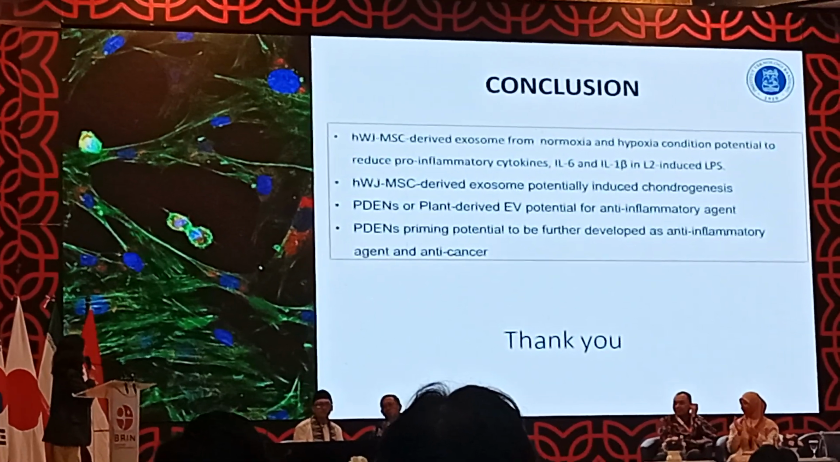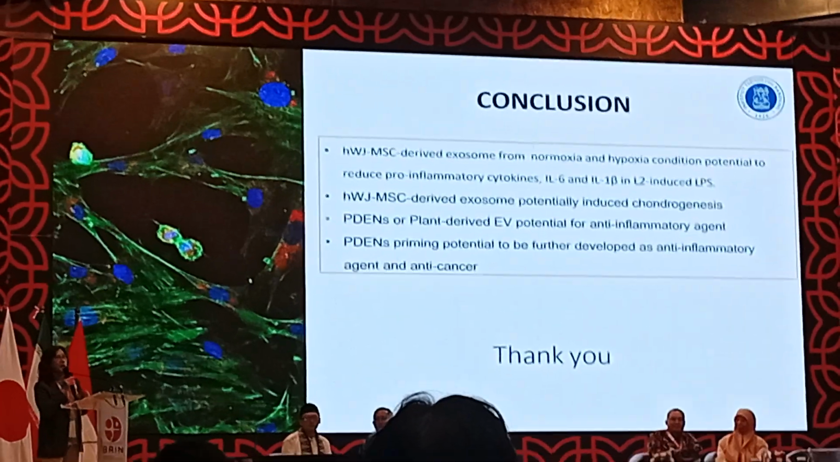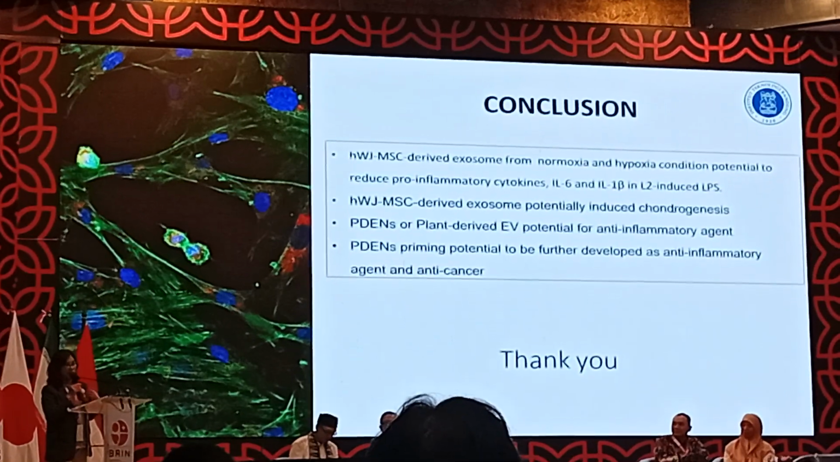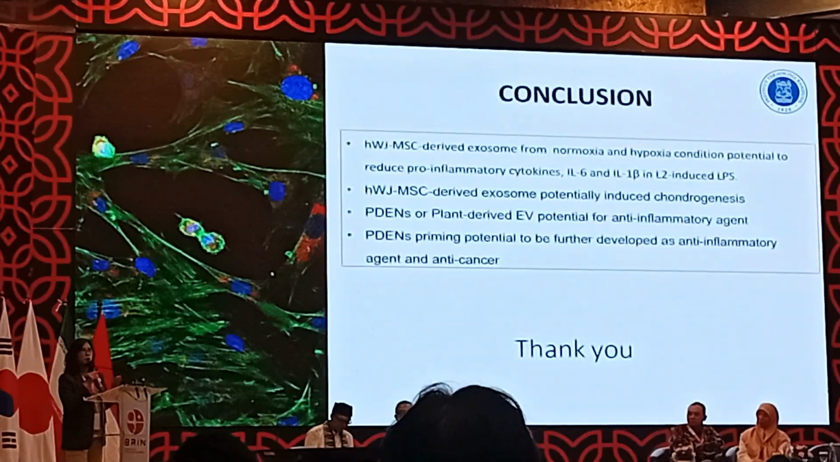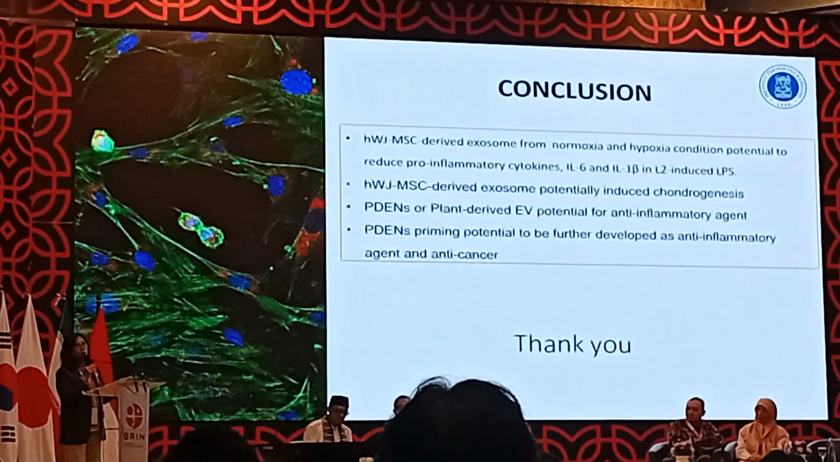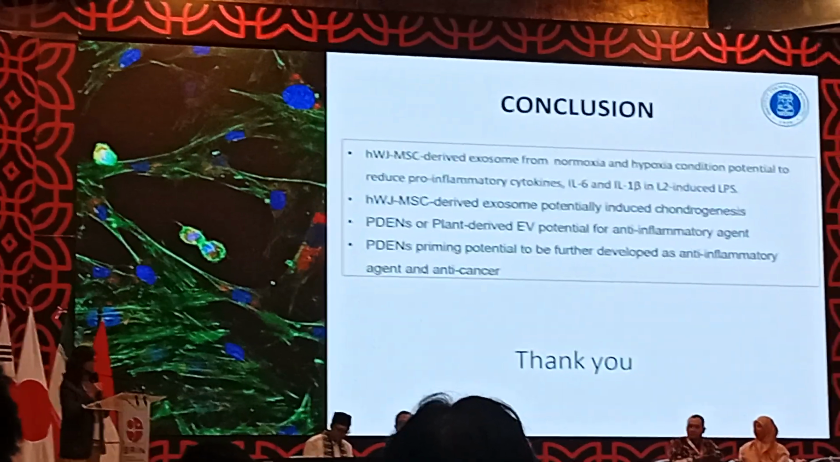This is the conclusion. So I think that's all we can share from ITB using the stem cell and also exosome derived from stem cell and also exosome derived from plants, Indonesian plants.